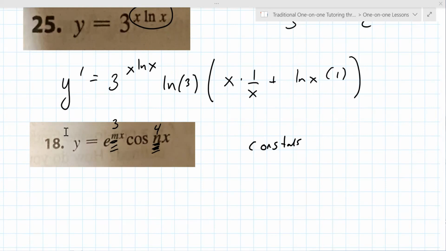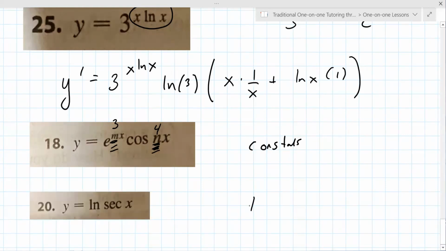Number 20 is emphasizing, do you know all of your trig derivatives? Because it could be cosecant x. We have no idea.